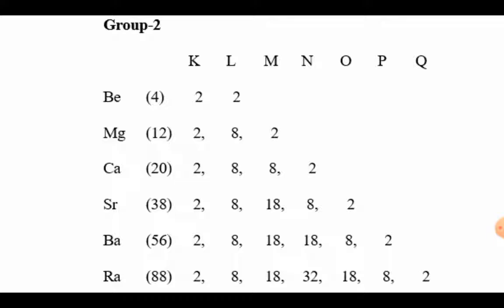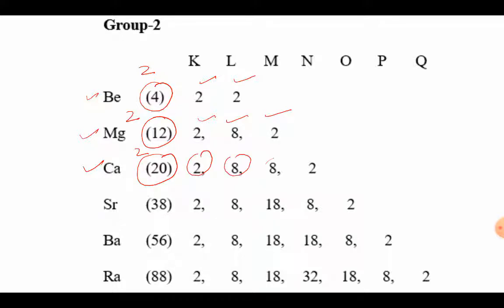Now we can see that for beryllium, magnesium and calcium, we are very sure of the configuration of the first 20 elements, and we know that the atomic number of beryllium is 4. Configuration will be 2 2. Magnesium, the atomic number is 12. Configuration will be 2 8 2. Then calcium is atomic number 20. It will be 2 8 8 2.